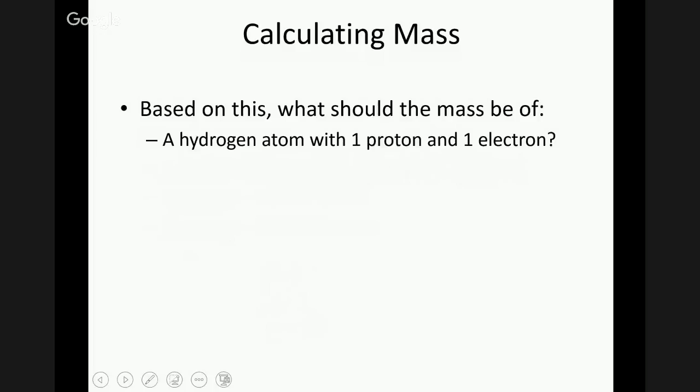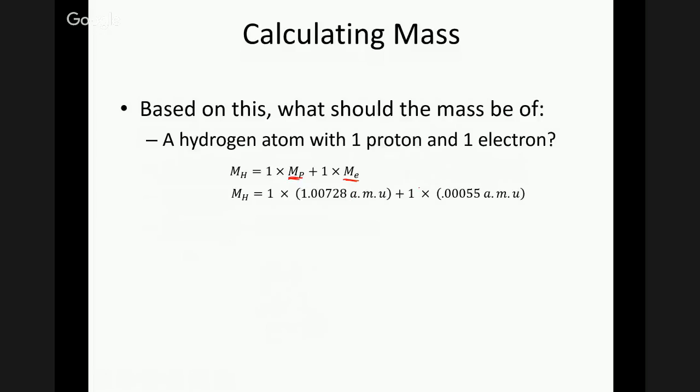Well, we can show it here. The mass of hydrogen should just be the mass of 1 proton plus the mass of 1 electron. With that in mind, it should be 1.00728 plus 0.00055. If you do that math, you should get 1.00783. Doesn't change much. That's what we should get as the mass of hydrogen.